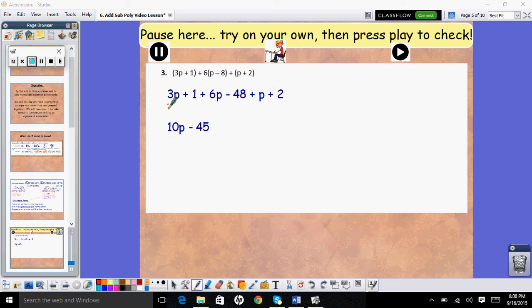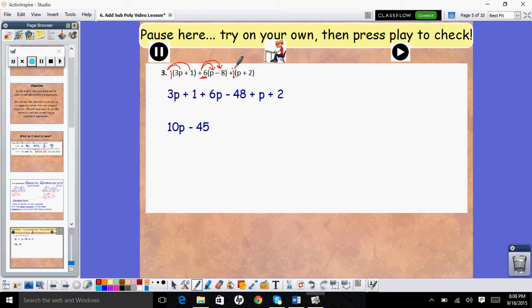Okay, we can see here that if I distribute this 1, I get 3p. Distribute it again, I get 1. Here, there's a positive 6 to distribute. If you distribute positive 6, you'll end up with 6p. Distribute positive 6 to negative 8, we multiply and get negative 48.